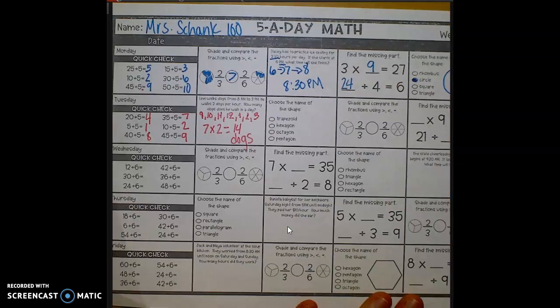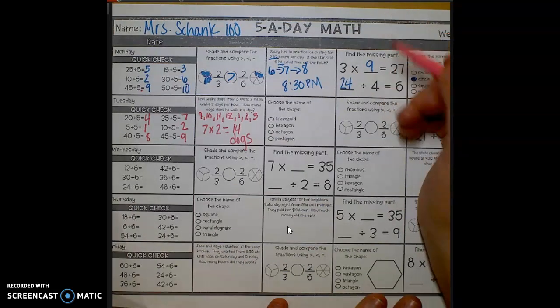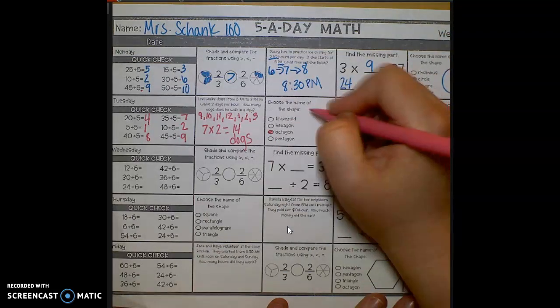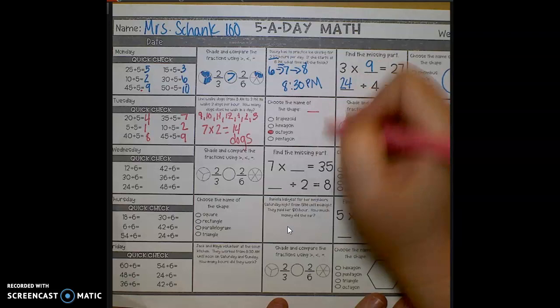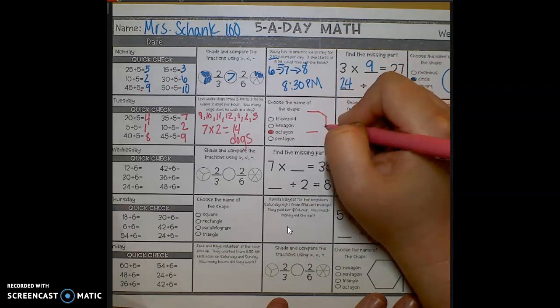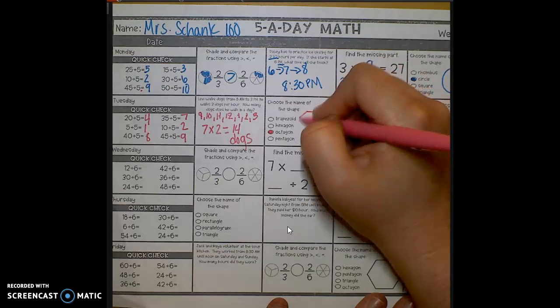Choose the name of the shape. Once again, you can pick one and draw the shape. So I'm gonna go with an octagon today because I know an octagon has 8 sides, like a stop sign. But 1, 2, 3, 4, 5, 6, 7, 8.